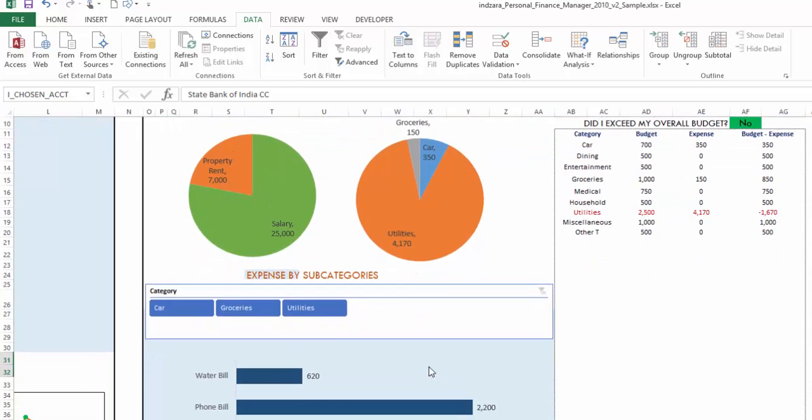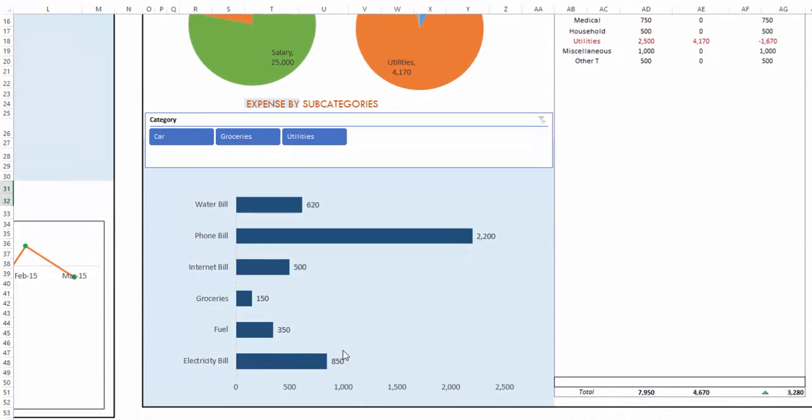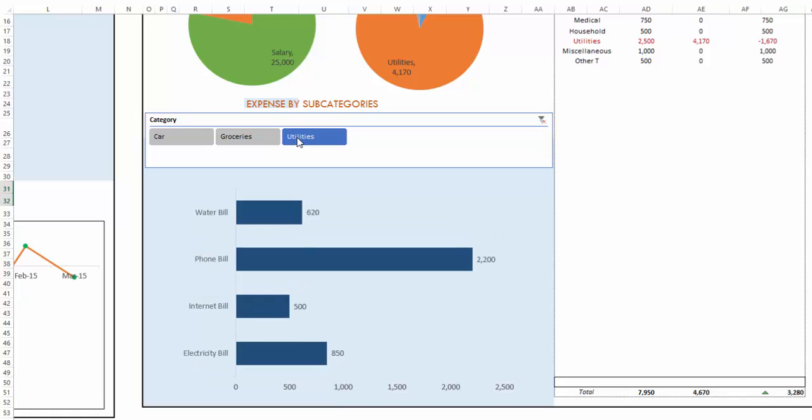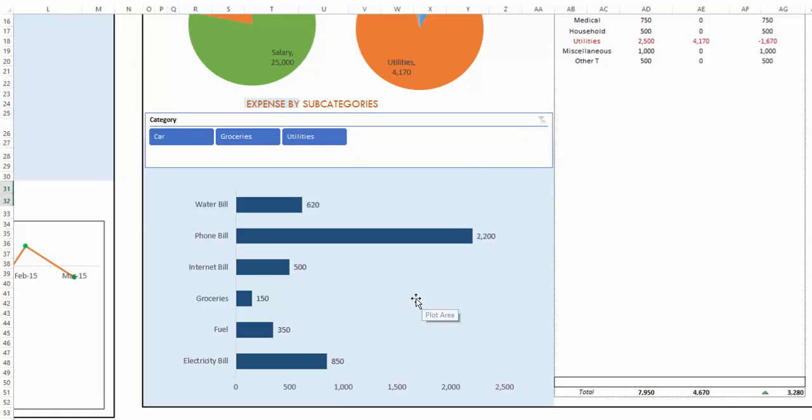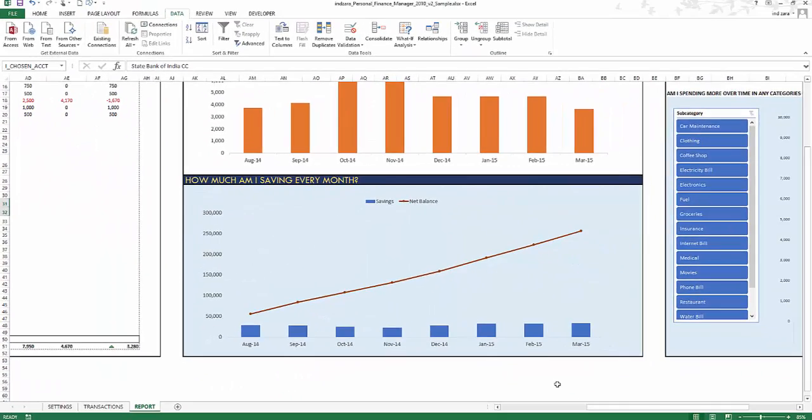In addition, you can also see specific subcategories where your money is going. For example, when I click on utilities, I can see within utilities where I am spending the money. It looks like the phone bill is where I spend most of the money. If I want to see all kinds of categories, then I go here, and I can also see how much I'm spending in other subcategories. So now let's go to the third sheet in this report.